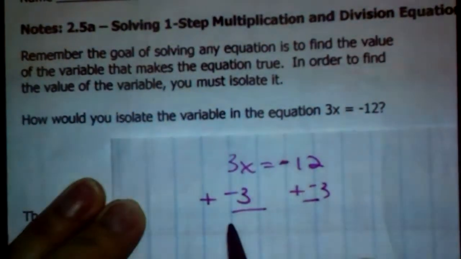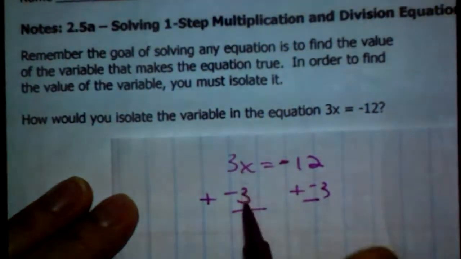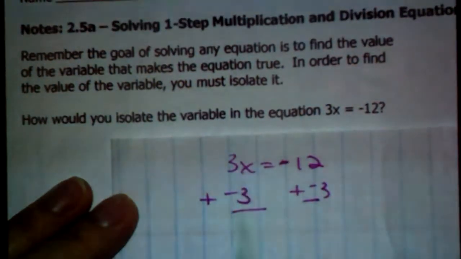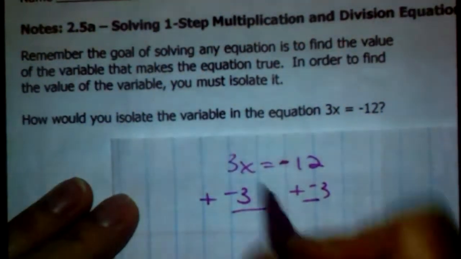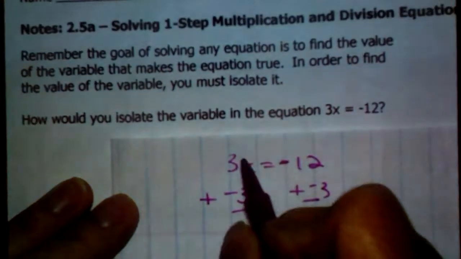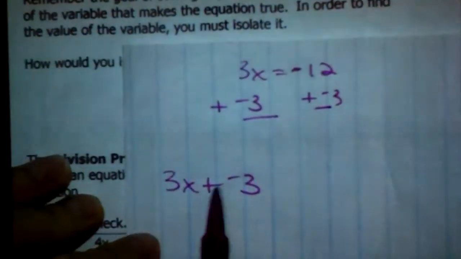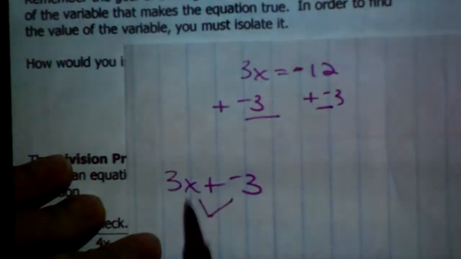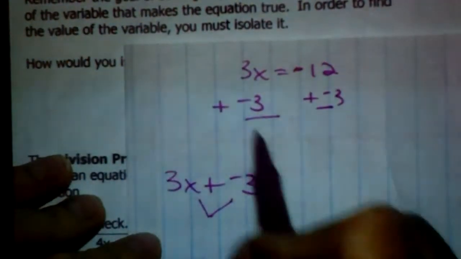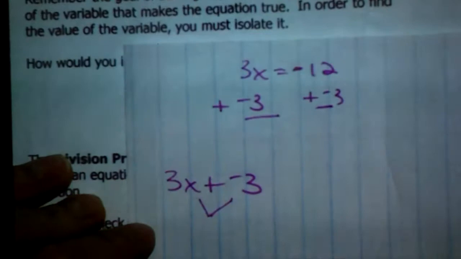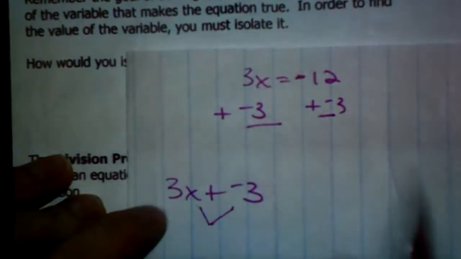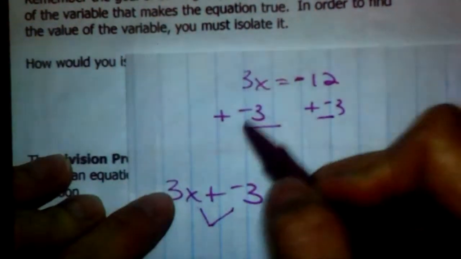If you have 3x plus negative 3, does this negative 3 have an x? No, those are not like terms. You can't combine those. 3x plus negative 3, if I said simplify this expression, that would already be simplified. There's nothing that you can do. So adding a negative 3 isn't going to work.